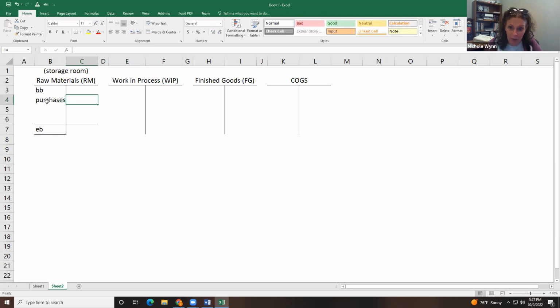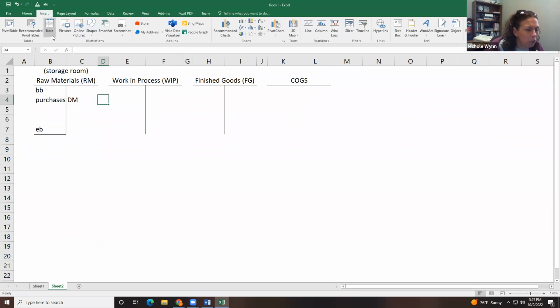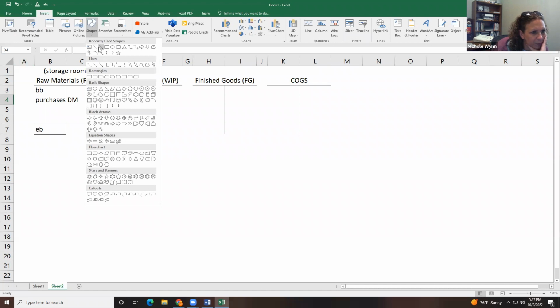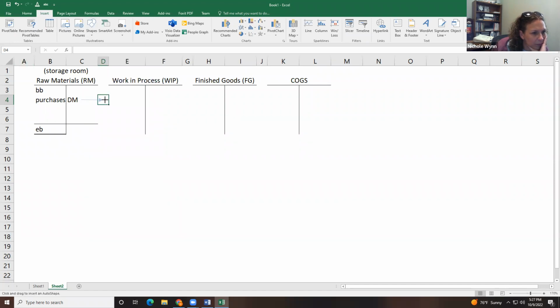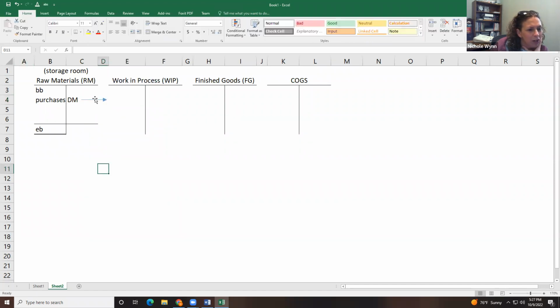And then as we use up material, it will come out. Just like when we did the inventory T account that started off with 1,000, we bought 100, we got rid of 300, and we ended with 800. Same idea. The number that comes out of here will be called direct material, and direct material will then move over to WIP. So I drew a little arrow to take the direct material over.